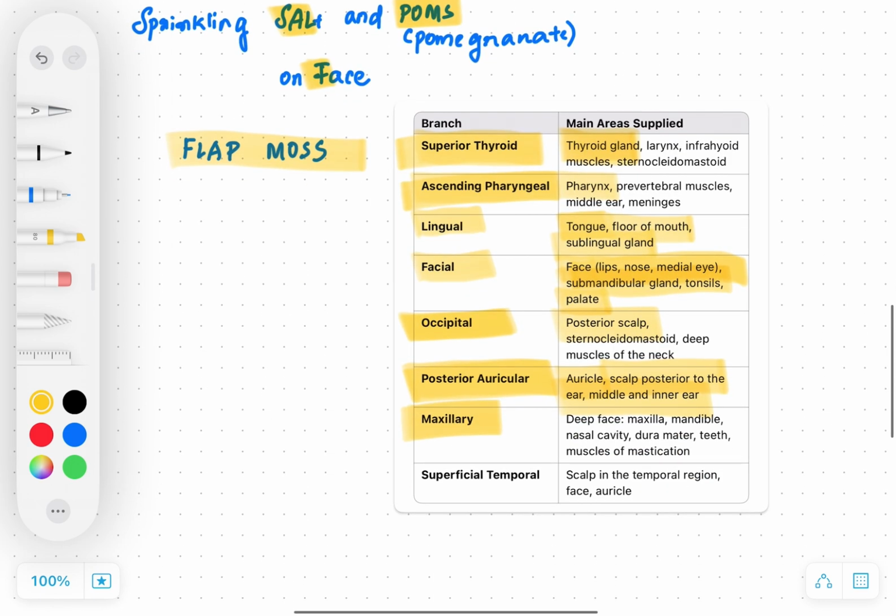Next, the maxillary artery will supply the deep face and maxilla, mandible, nasal cavity, dura mater, teeth and muscles of mastication. Superficial temporal artery will supply the scalp in the temporal region, face and auricle.